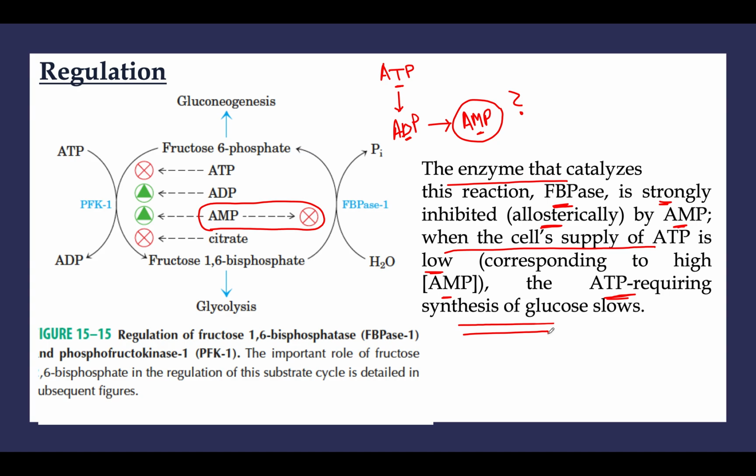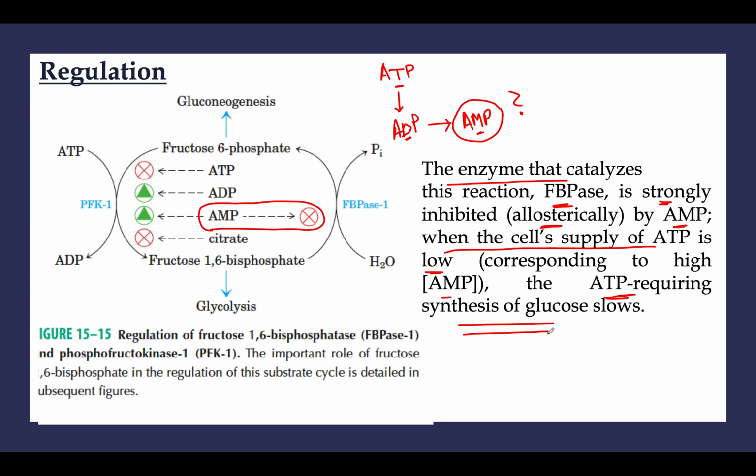So when ATP levels are low or AMP levels are very high, the process of synthesis of glucose from non-carbohydrate precursors will slow down, because such a process, that is gluconeogenesis, requires a lot of ATP, and we shall see that in this lecture, towards the end of this lecture to be specific.